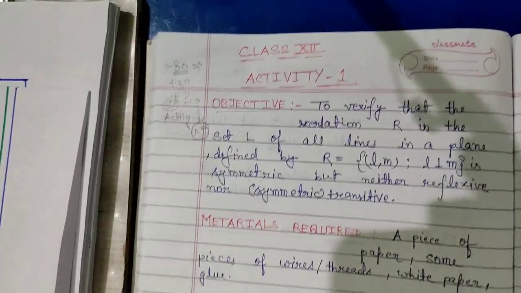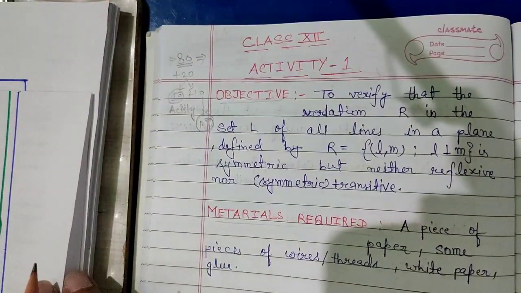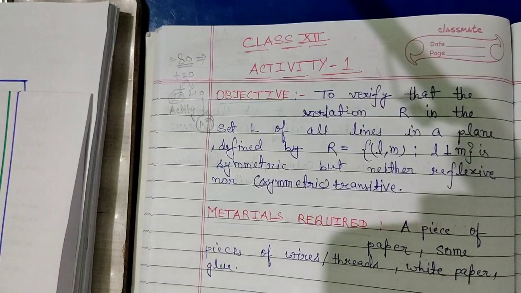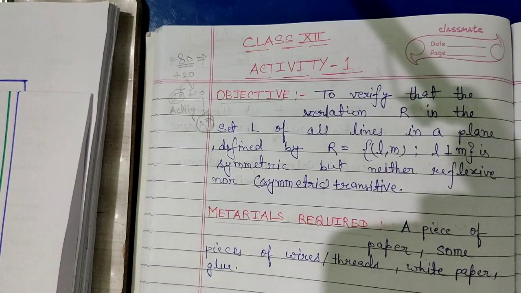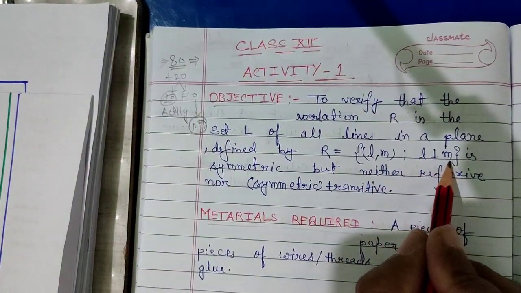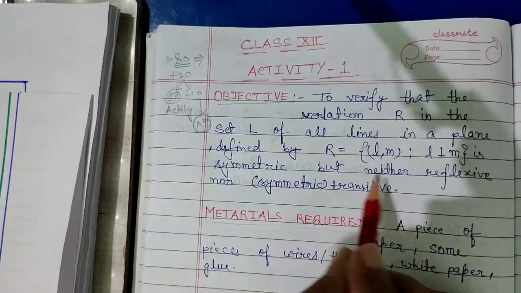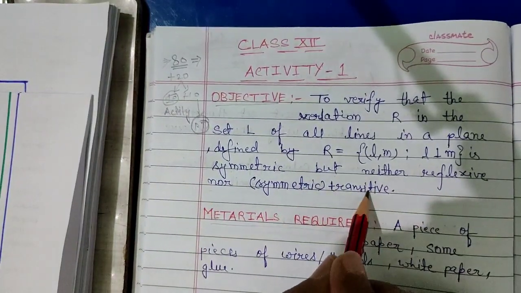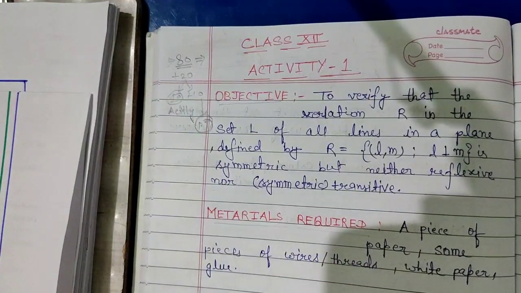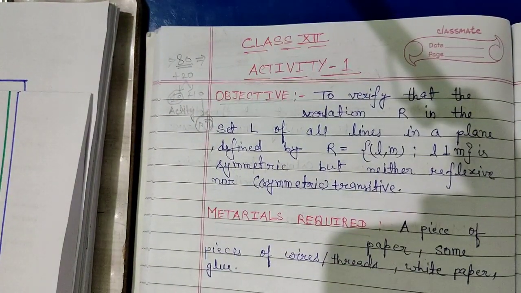Now we are starting with the objective first. The objective of the first activity is to verify the relation R in set L of all lines in a plane, defined by R such that L perpendicular M, is symmetric but neither reflexive nor transitive. We have to prove it. We will show it by activity.